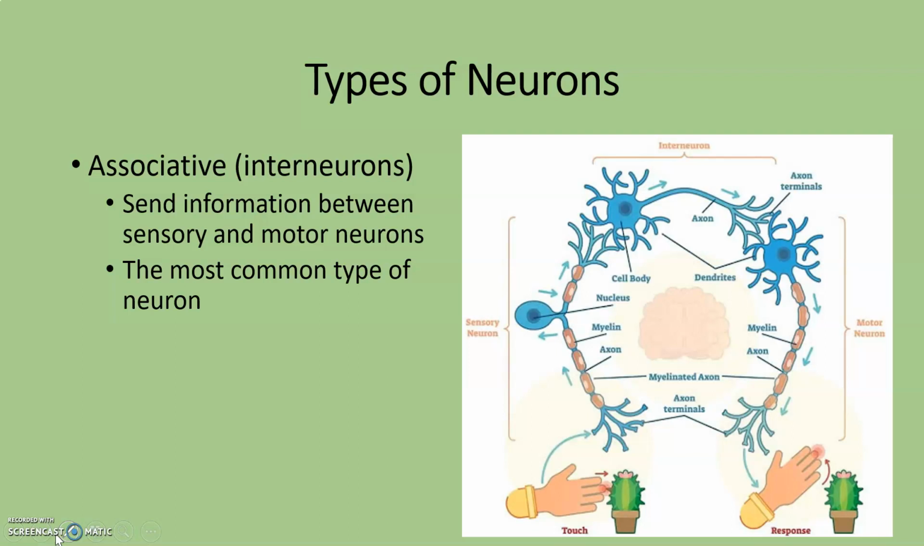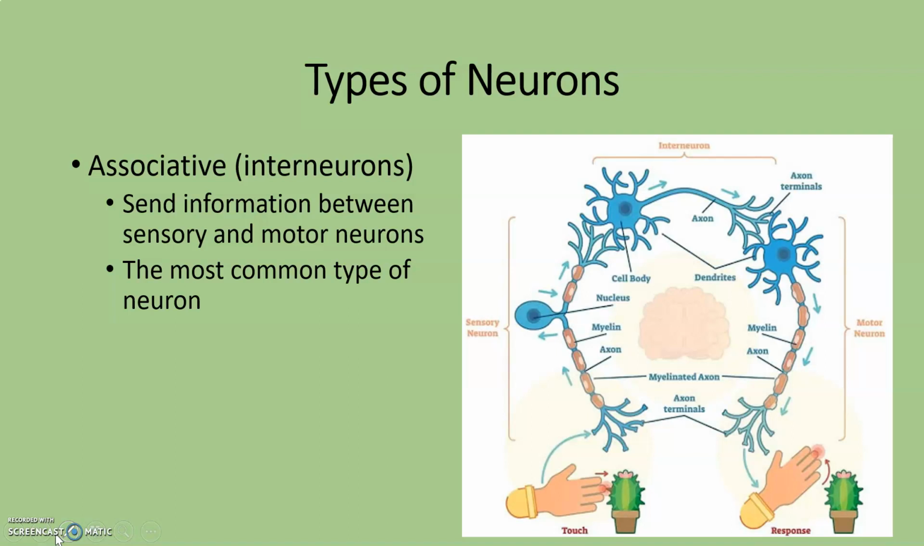And then you have the 3rd type of neuron, which are called associative neurons or interneurons. And these interneurons are located within the central nervous system, so you find them in your brain and in your spinal cord, and they send information between the sensory and motor neurons. Now, interestingly, these interneurons are the most common type of neuron.